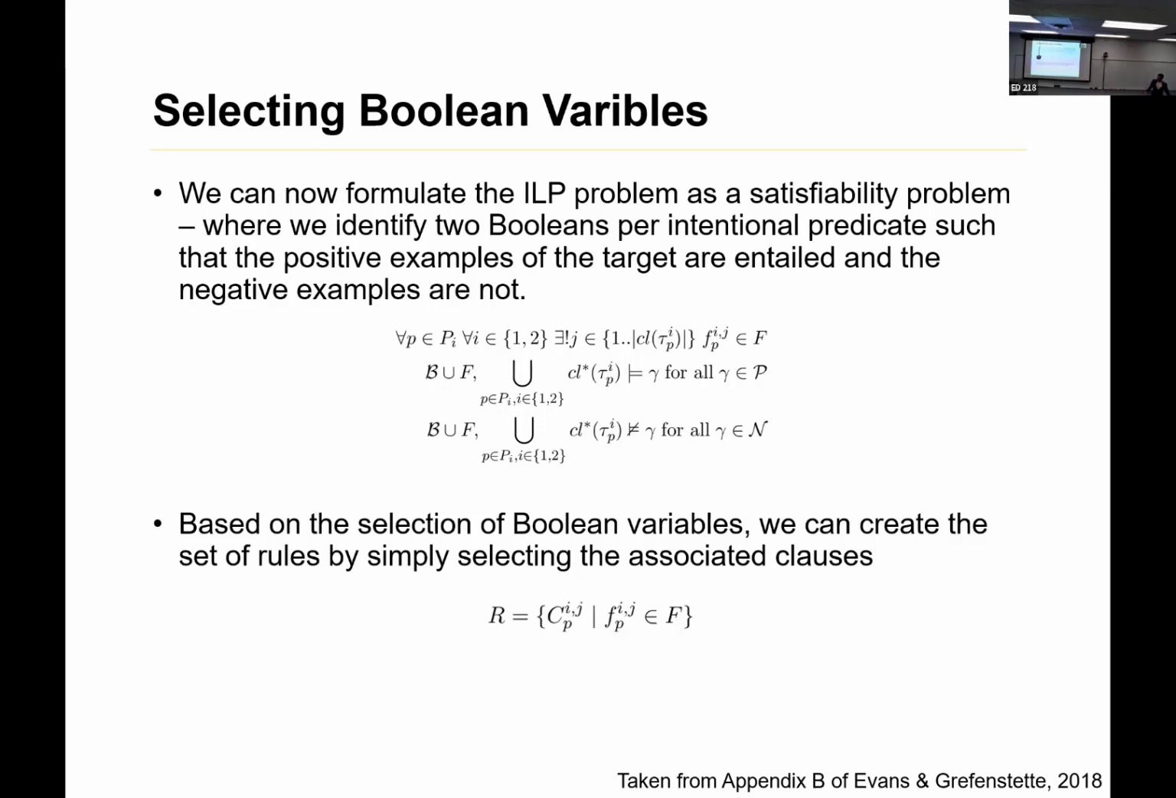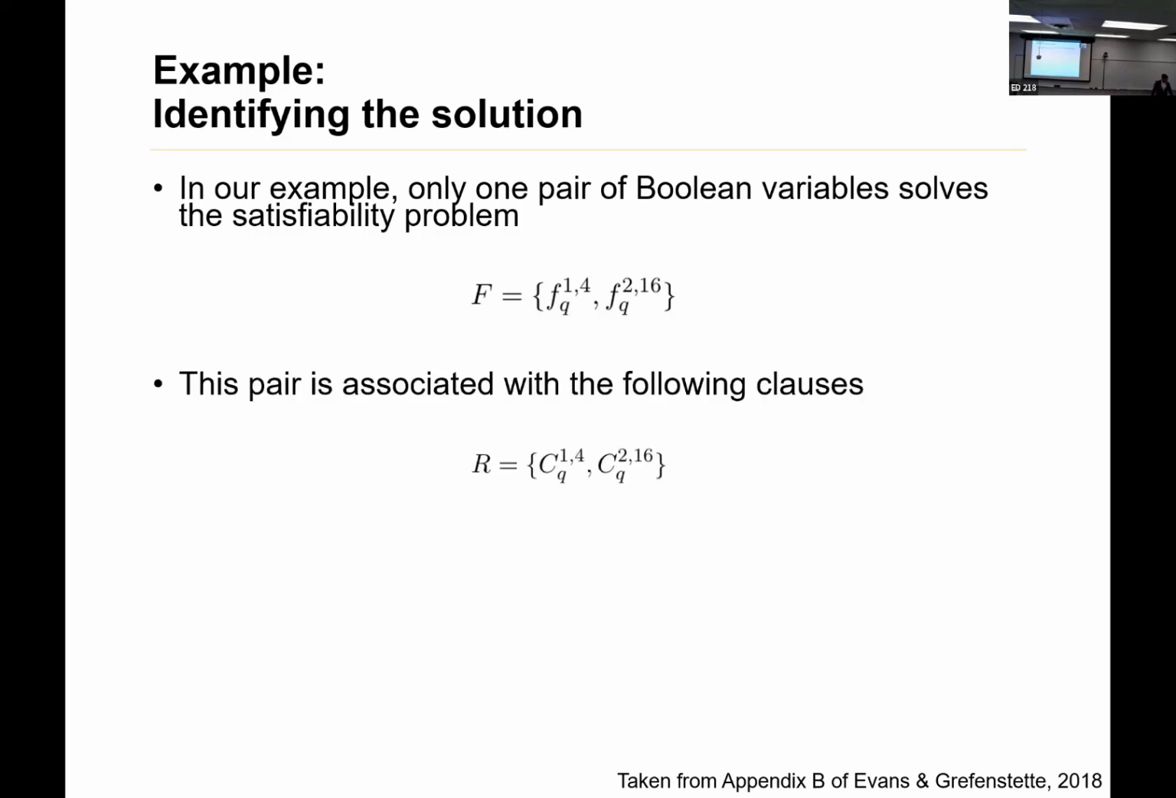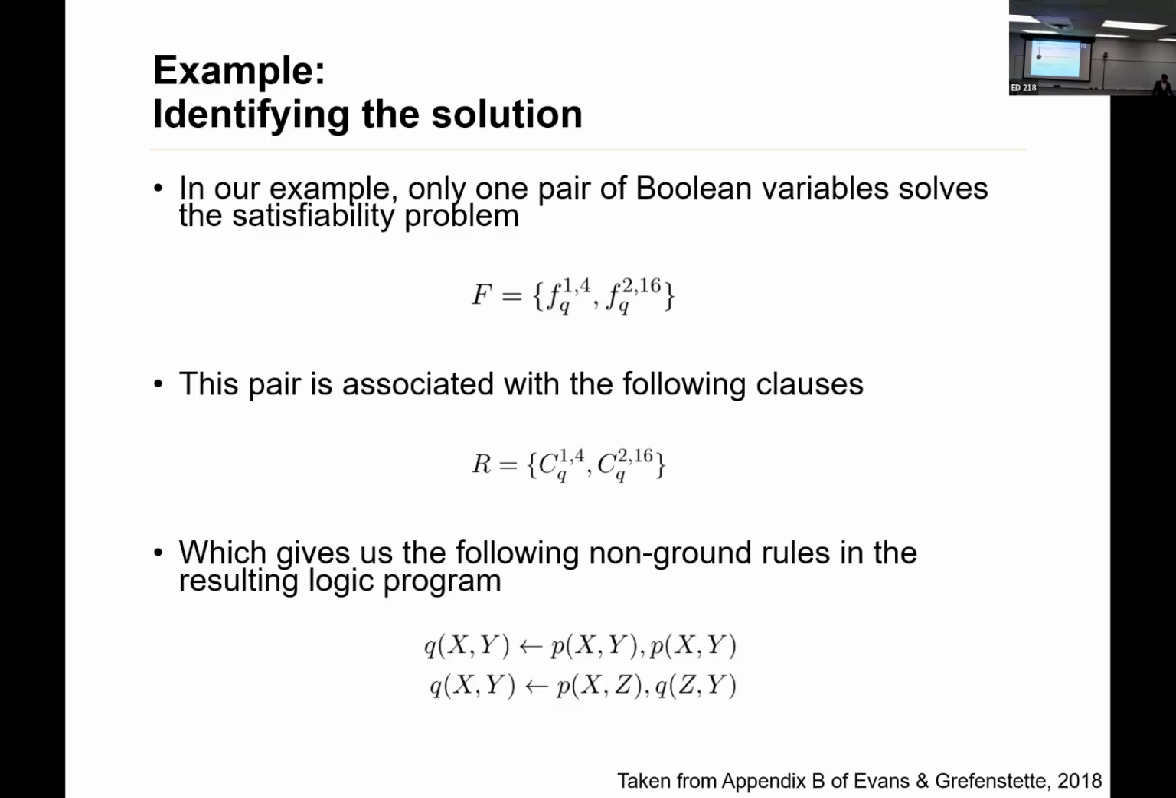So of course, the set of rules is just clauses such that the set F, this is just a set of these Boolean flags that are positive. And identifying the solution, in this case, if you make these 2 flags true, that actually gives you a solution. And so here are the associated clauses. And here's what those rules actually are. And this is a solution to this example.